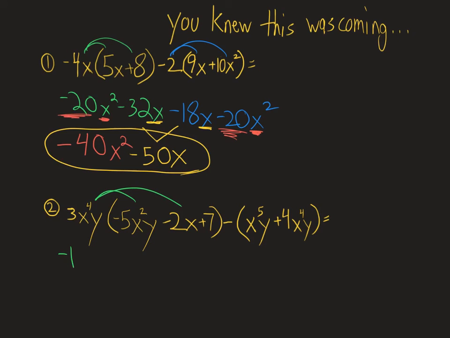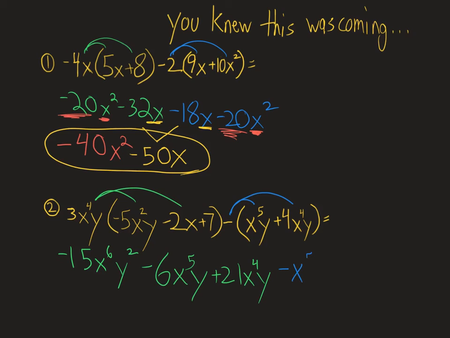Okay, we've got a -15 x to the 6th y squared. And a -6 x to the 5th y. And then lastly, we've got the 21 x to the 4th y. Now it's just a negative distributing. So it's a negative x to the 5th y and a -4 x to the 4th y.